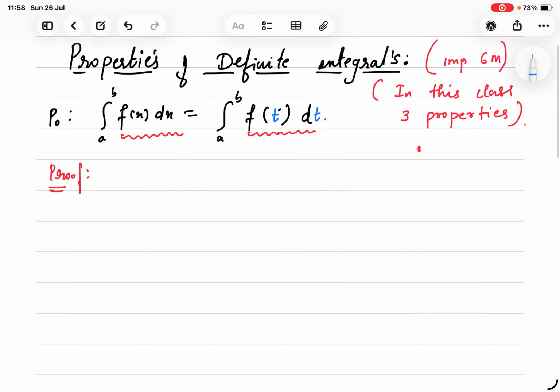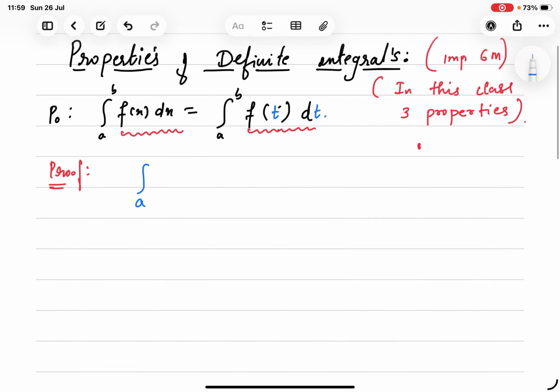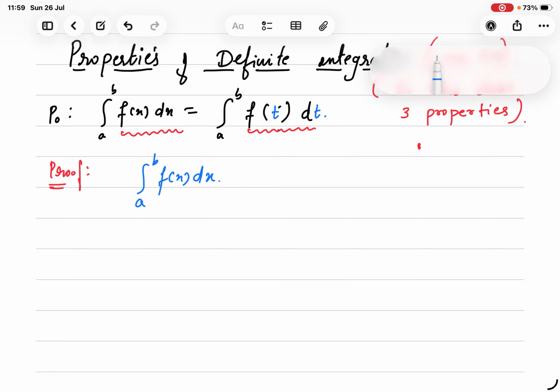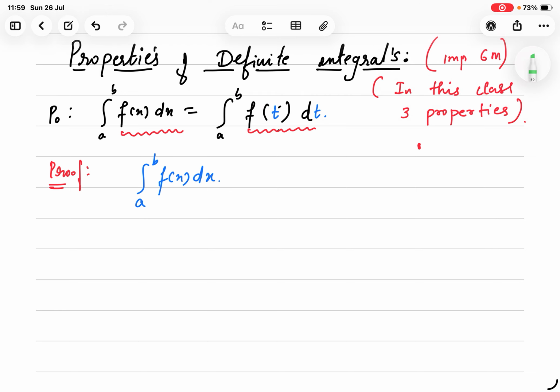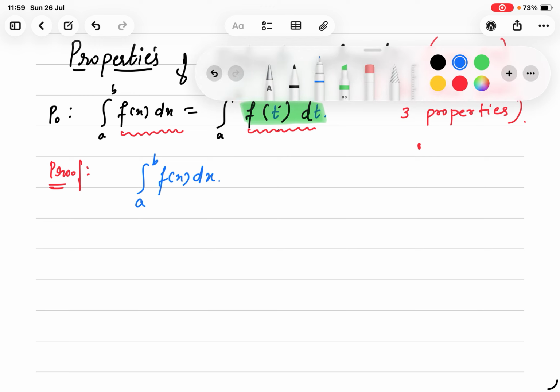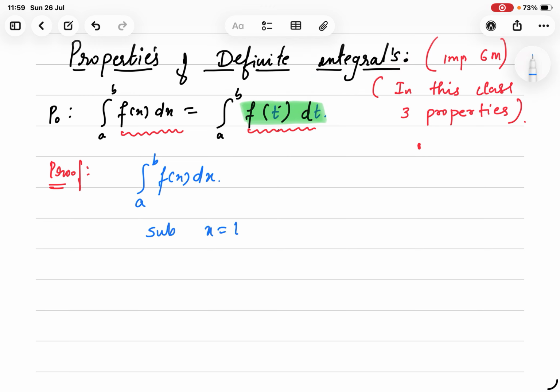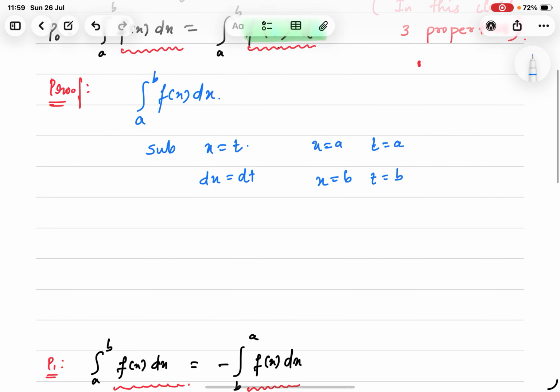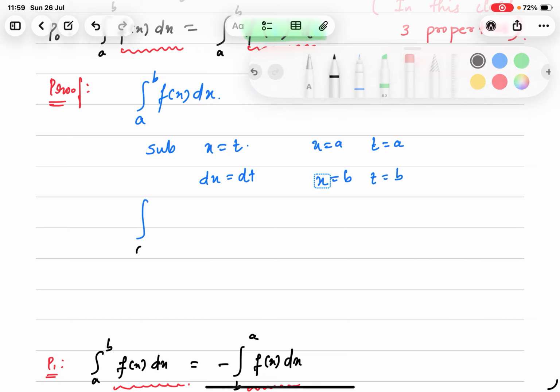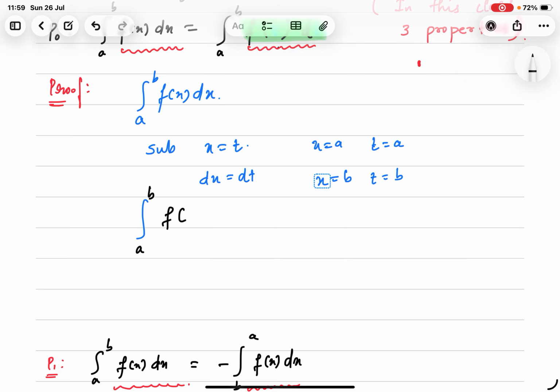Property number 1: the integral from a to b of f of x with respect to x is nothing but the integral of f of t with respect to t. We can change this by substituting x equals t. Then dx becomes dt. If x is a, then t is also a. If x is b, t is also b. Then you can change the range, a to b, and f of t with respect to t. Hence proved.